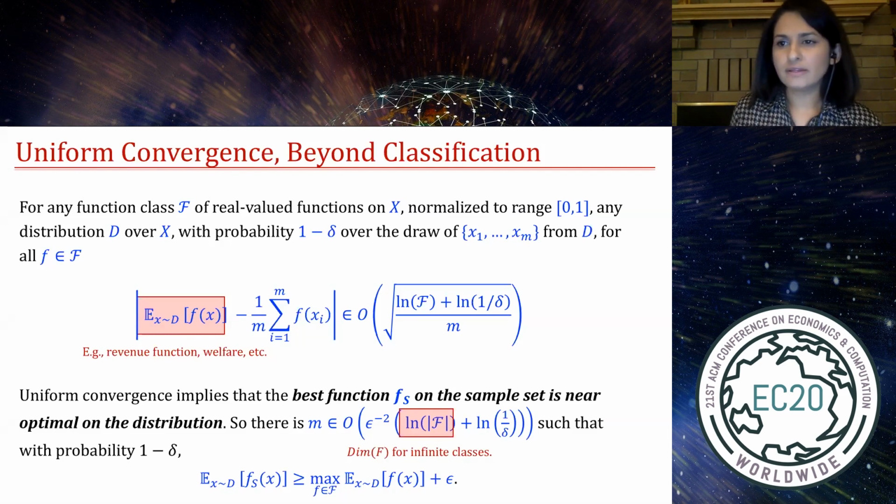I'm talking about finite hypothesis classes, but I just want to highlight, without going into details, that for infinite hypothesis classes, there are concepts such as VC dimension and pseudo dimension, which I'm not going to go into, that will also give you these types of guarantees.